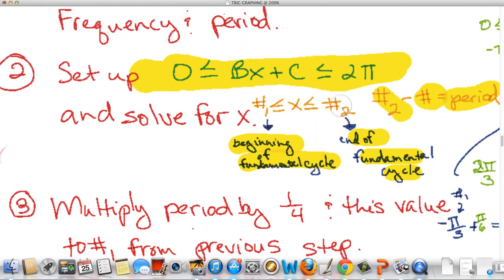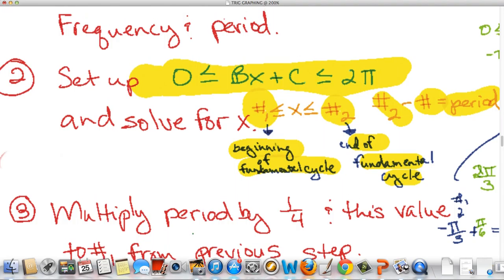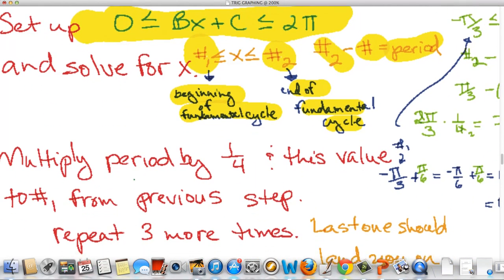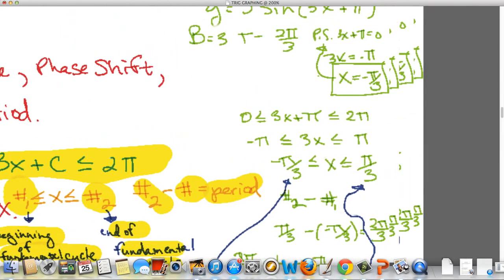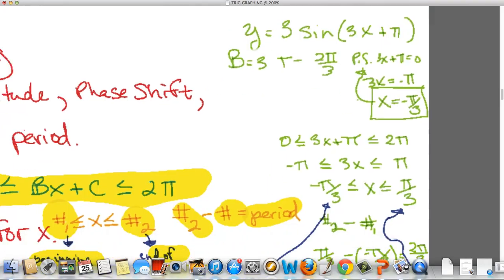This is a good way to check it. So take this answer minus this answer, and you better get your 2 pi over b. If not, you did something wrong. Then you're going to take your period and multiply it by a fourth and repeat it a few times. So let's see one in action. This is a little bit easier to just do.